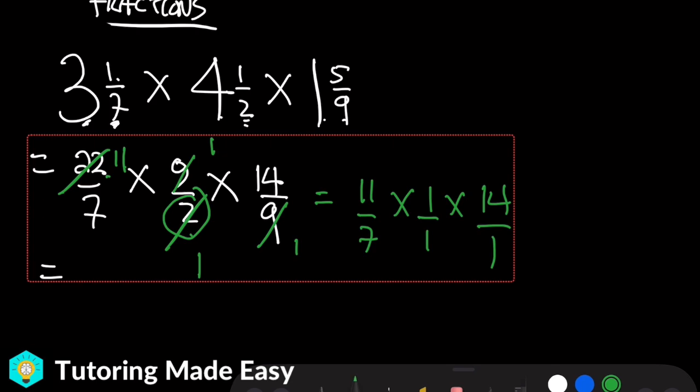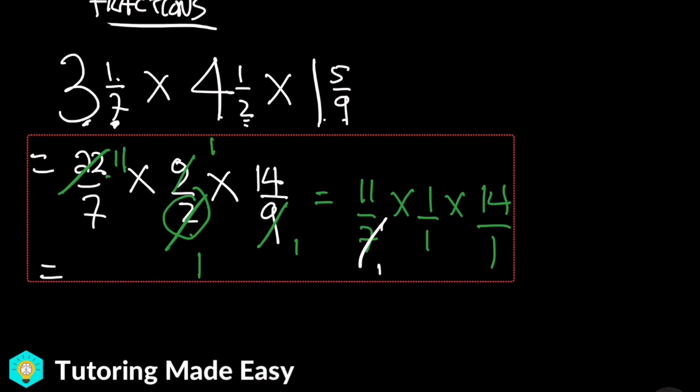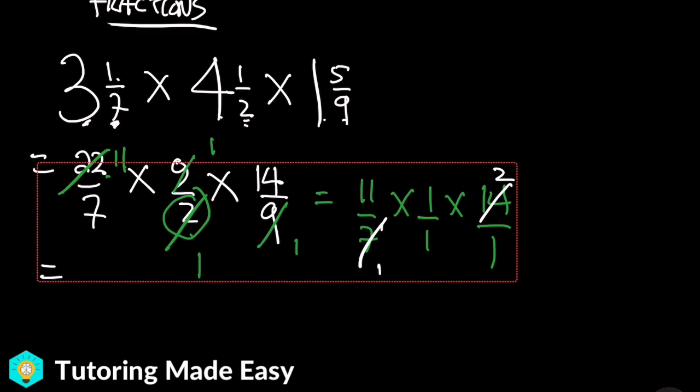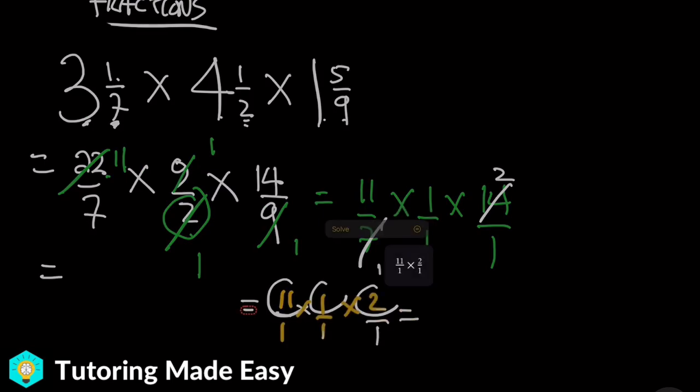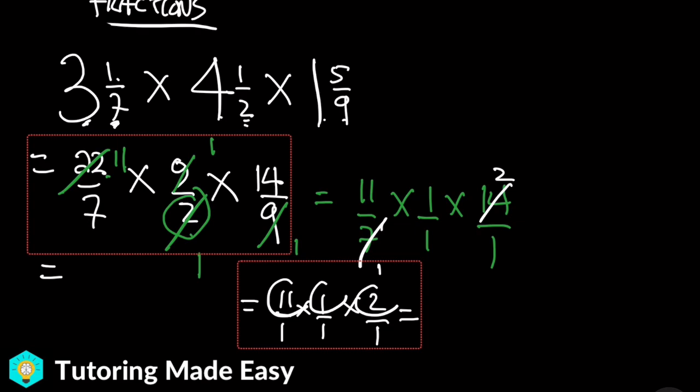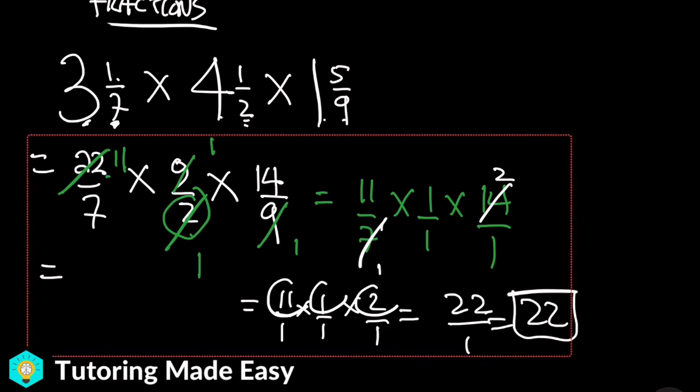So we are not done yet. We can also look at the 7. It goes here 1, and what can we multiply by 7 to get 14, which is 2? And then we end up getting 11 over 1 times 1 over 1 times 2 over 1. We are done. So we multiply the numerators together, which gives you 11 times 1 is 11, 11 times 2 is 22, over 1. And then the answer is 22. Okay, I hope that helps.